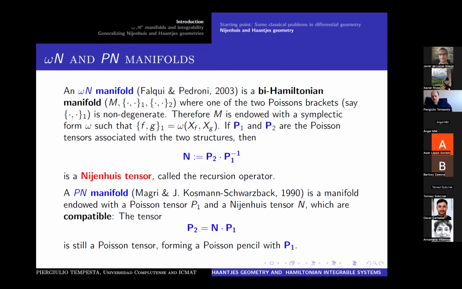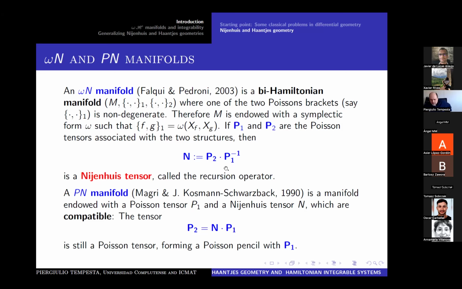Okay, just two words. Actually, I'm going a bit slowly. So what is an omega-N manifold? It is a bi-Hamiltonian manifold where one of the two Poisson brackets, let's say the first one, is non-degenerate. In particular, M is endowed with a symplectic form, of course, and if P1 and P2 are the Poisson tensors associated with the two structures, then N, which is P2 times P1 to the -1 (of course we are assuming that P1 is invertible), is a Nijenhuis tensor, which is also called the recursion operator. So it's a mixture between symplectic and Nijenhuis geometry.